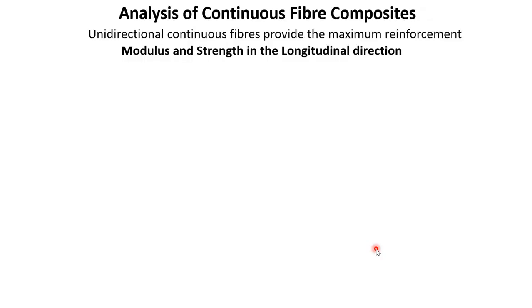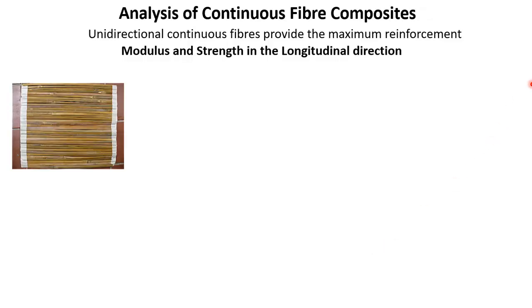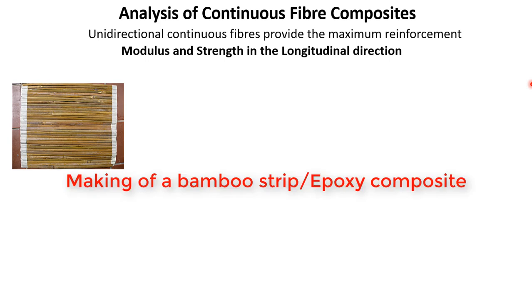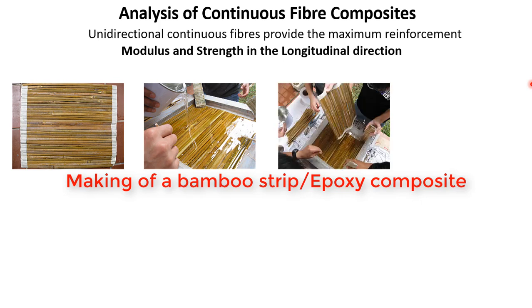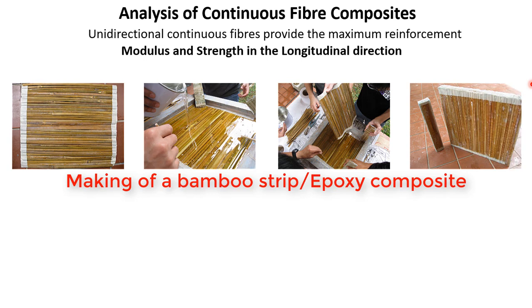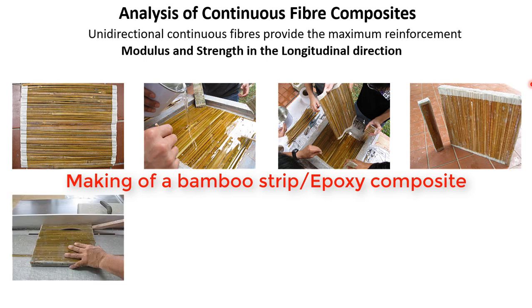Analysis of continuous fiber composites. As we know, composites are materials where two components have been intentionally added. One is the matrix and another is the fiber. The fiber is added for reinforcement purpose, whereas the matrix does the role of holding the fibers together.